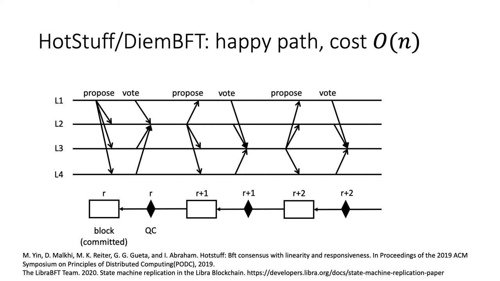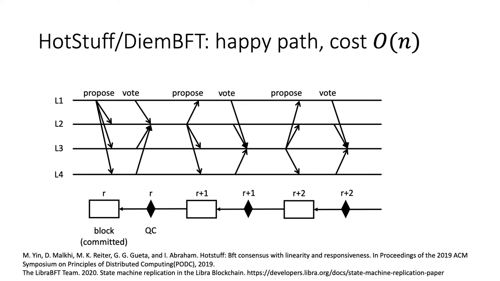Also, as you can see, in the happy path, when the network is synchronous and the leaders are good, the message complexity of the protocol is order n, because every time it's just leaders sending messages to everyone and everyone sending the vote to the next leader. So the message complexity is linear.